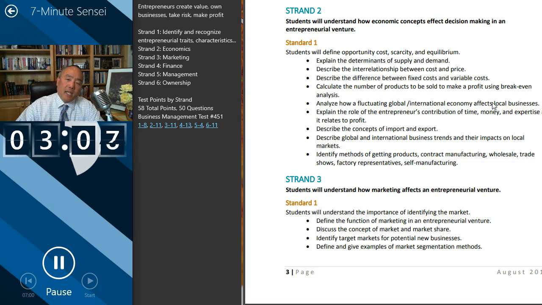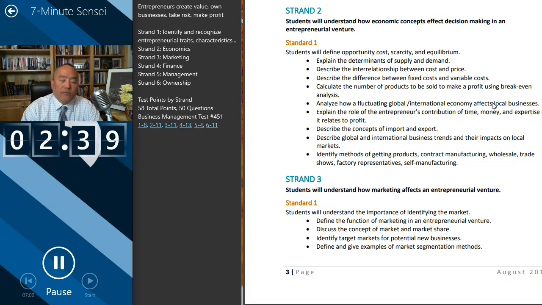In Strand 2, you'll learn economic concepts, everything from opportunity cost, the law of scarcity, equilibrium, and the law of supply and demand. Where the supply curve and demand curve intersect, that's called equilibrium. That's an economic term. You'll also need to understand fixed expenses and variable expenses. Variable expenses are, as the name implies, variable based on the quantity that you produce or the number of hours that you work. There are variable costs that either increase or decrease based on that volume.